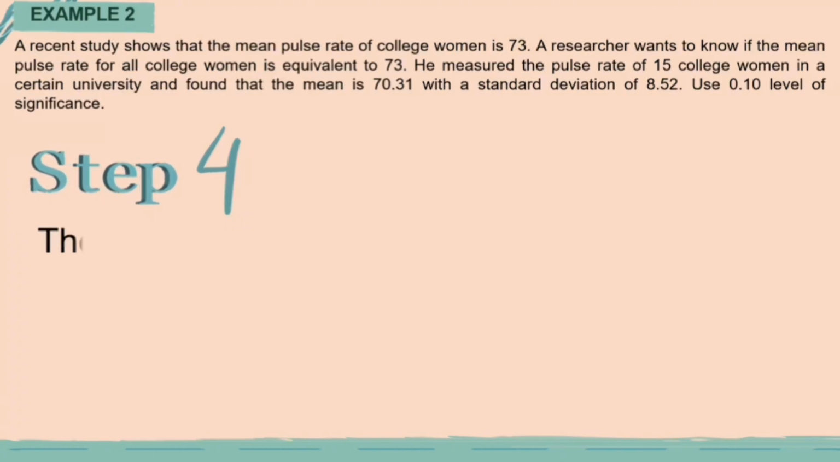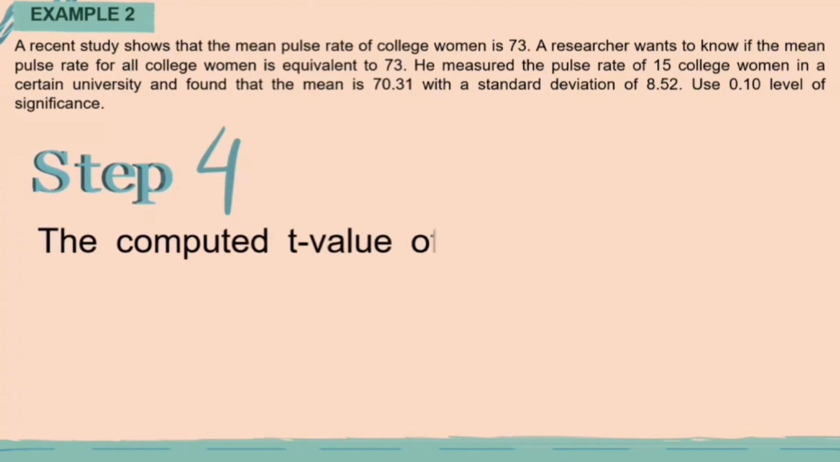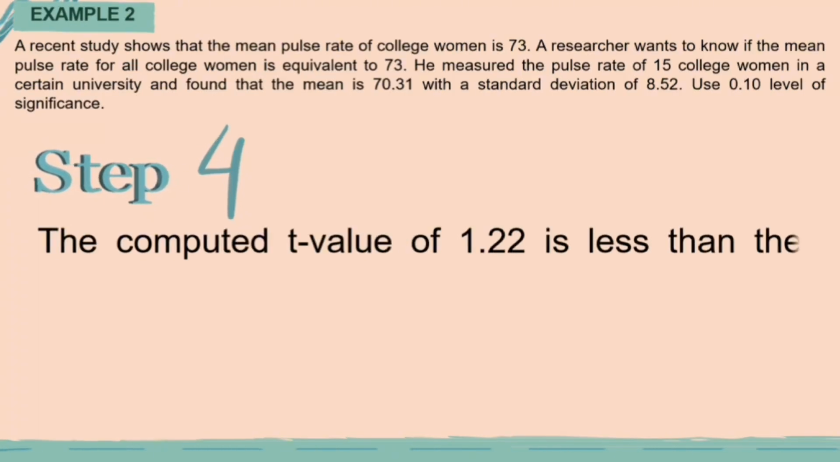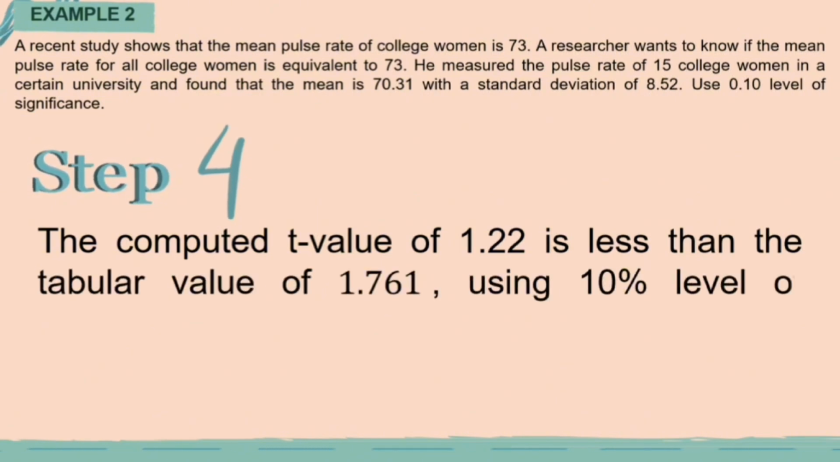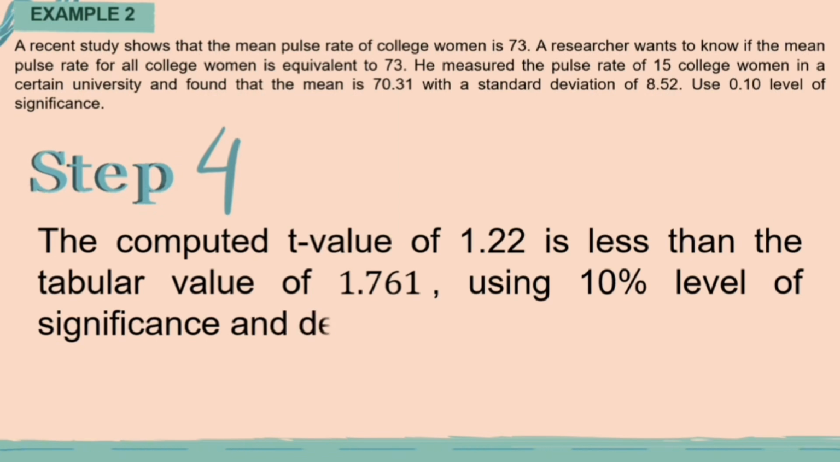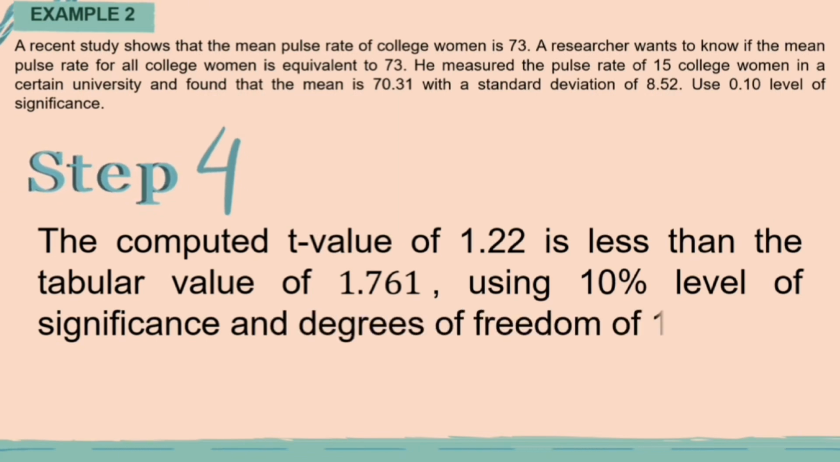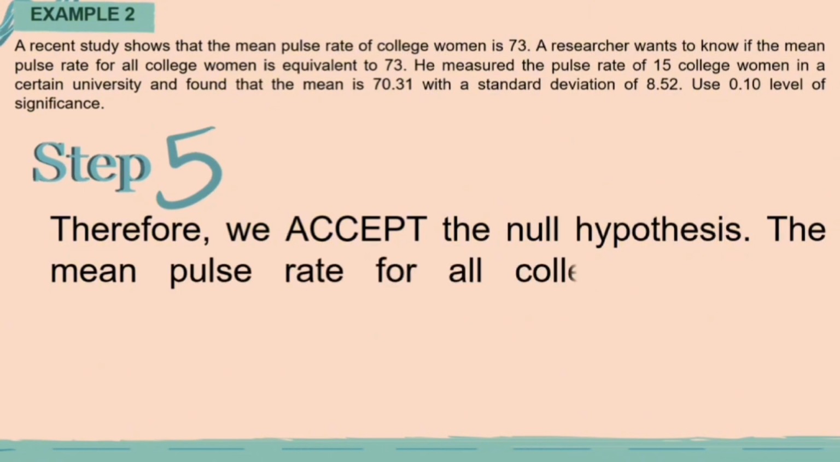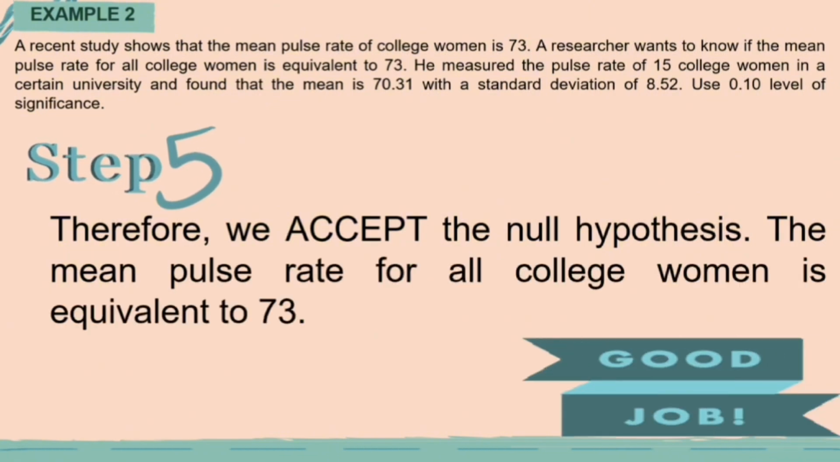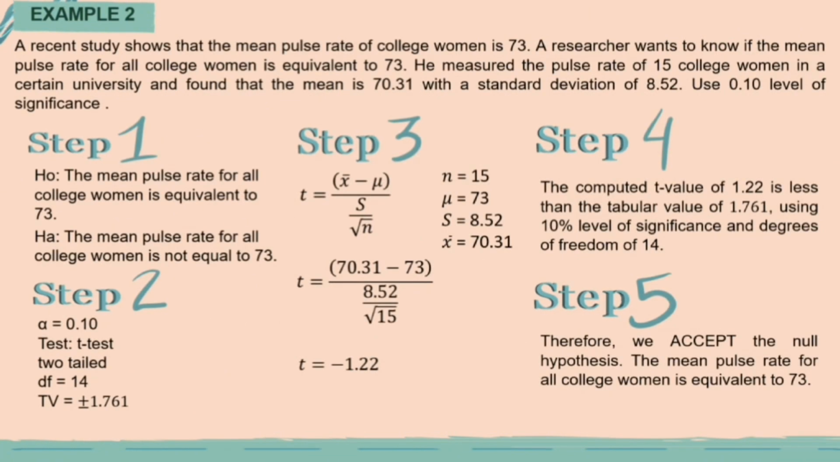Step 4. The computed t-value of 1.22 is less than the tabular value of 1.761 using 10% level of significance and the degree of freedom of 14. Therefore, we accept the null hypothesis. The mean pulse rate for all college women is equivalent to 73.